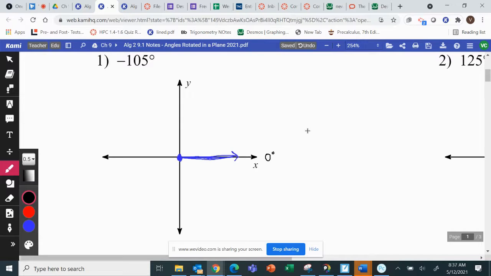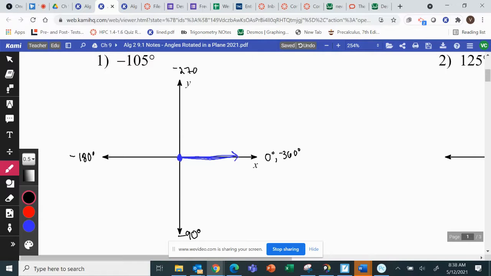How far is this next line? 90, but we're going negative, so I'm going to call it negative 90 degrees. And then when I go halfway around, how many degrees is that? In this case, it's going to be negative 180 because we're going negative. And then the next 90 will be negative 270. And then when we go all the way around once, that'll be negative 360. So I'm just counting negatives instead of counting positives, but the actual measurements are going to be the same.